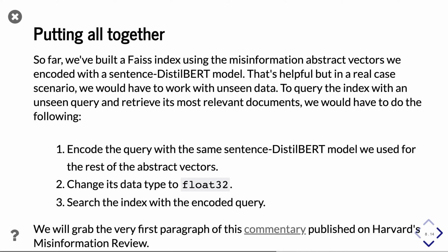However, that's not helpful in a real-world scenario where we would have to work with unseen data. So to query the index with an unseen paper, let's say, or an unseen abstract, and retrieve the most relevant documents, we would have to do the following. Firstly, we will have to encode the query with the same sentence Distilbert model we used for the rest of the abstract vectors, change its data type to float32, and lastly, search the index with the encoded query. So let's grab the first paragraph of this commentary published in Harvard's Misinformation Review, and let's see how it looks.